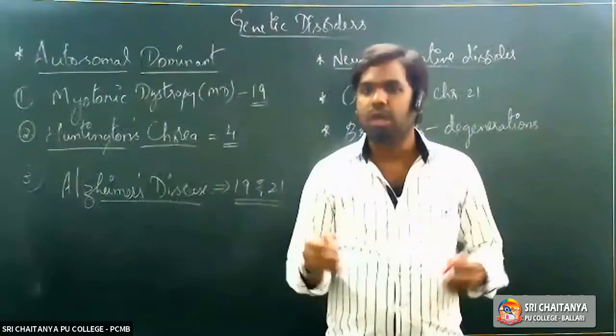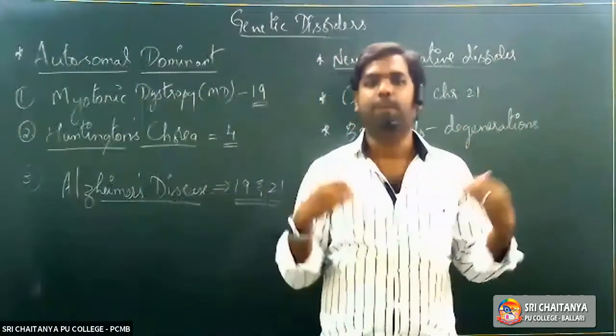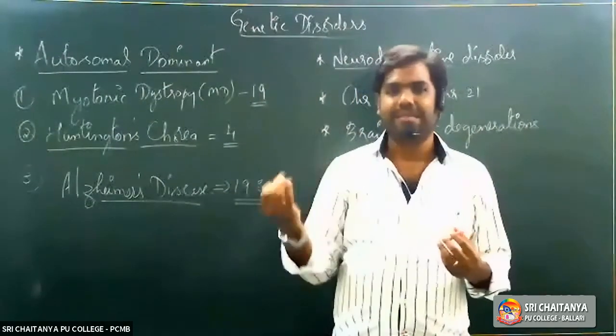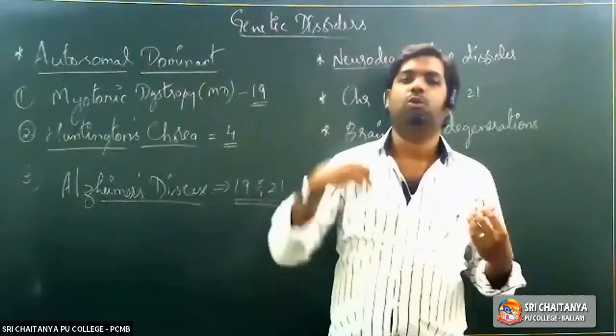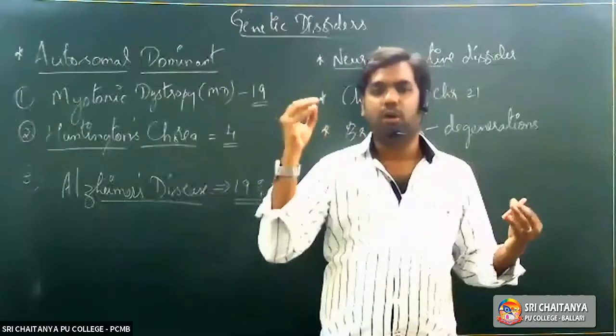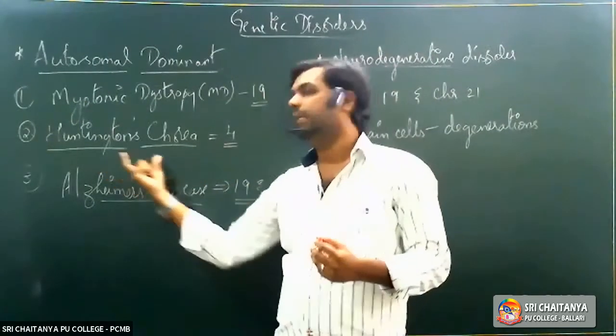As a result of which, the proper metabolism in the brain does not occur, due to which, over a period of time, it would lead to the damage of the brain cells, whereby a person will start losing coordination between all parts of the body, and also the memory will start diminishing. Right? So that is the second condition, Huntington's chorea.